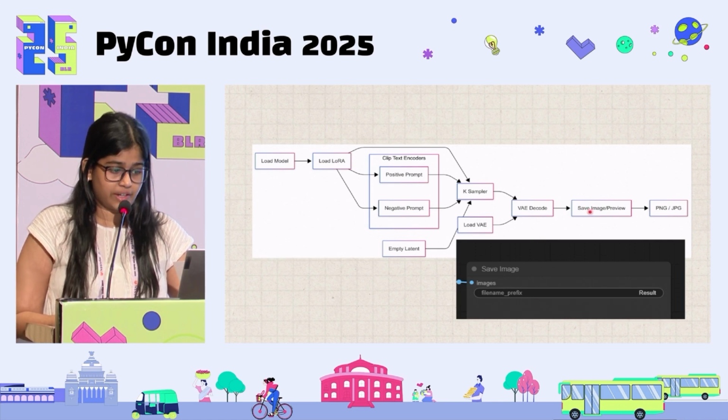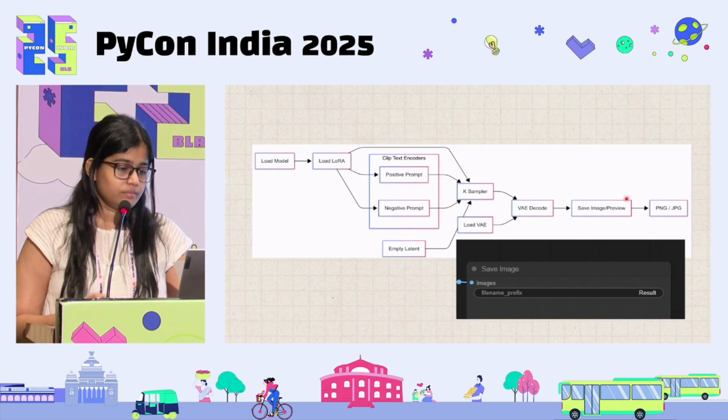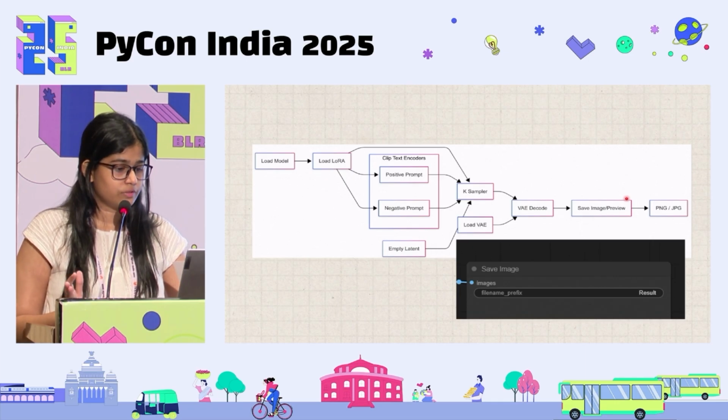So this node, the final node, is the save image. It can also be a preview image, and you can see the image. Usually it's in JPG and PNG format.